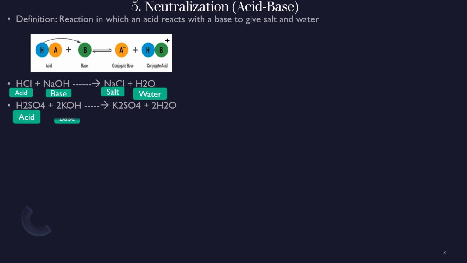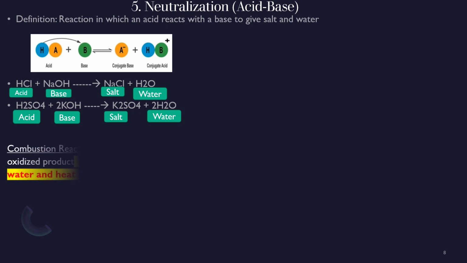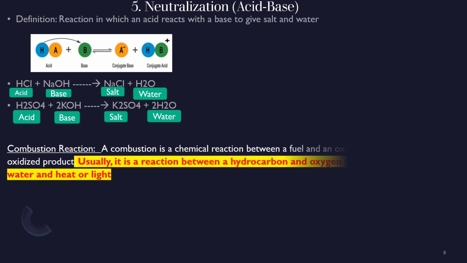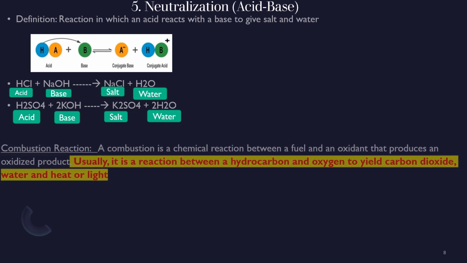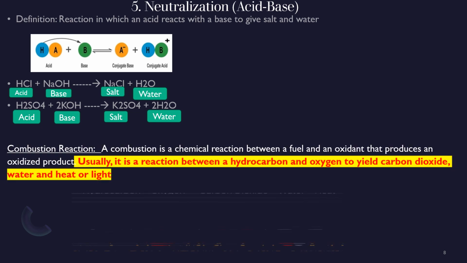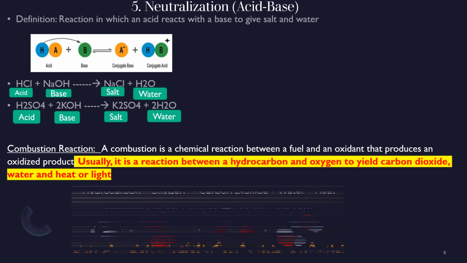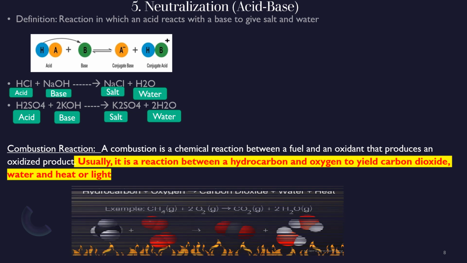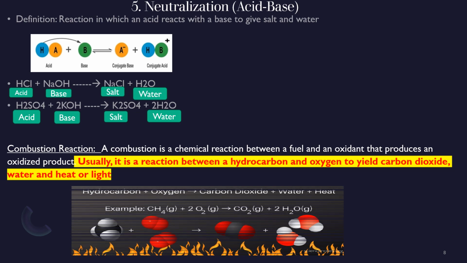Next is combustion reaction. So combustion reaction means a compound combines with oxygen to form an oxide, often carbon dioxide and water. So see the first example: a hydrocarbon combined with oxygen gives carbon dioxide and water. So methane, when it is combined with oxygen, gives carbon dioxide and water. So this is the combustion reaction example.